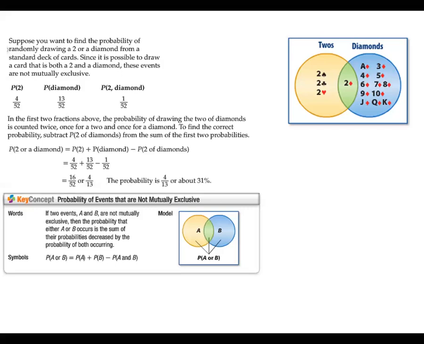Now, why didn't we subtract when we did events that are mutually exclusive? Because the probability of 2 events occurring at the same time that are mutually exclusive is 0. Like you can't roll a 2 and a 6 at the same time. The probability of rolling a die one time and getting a 2 and a 6 at the same time is 0. It can't happen. Okay?